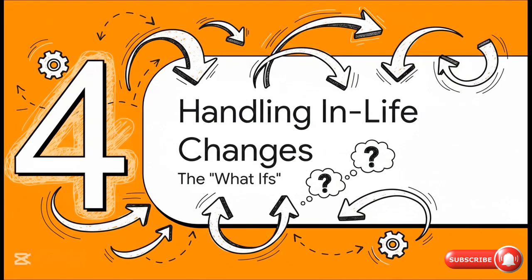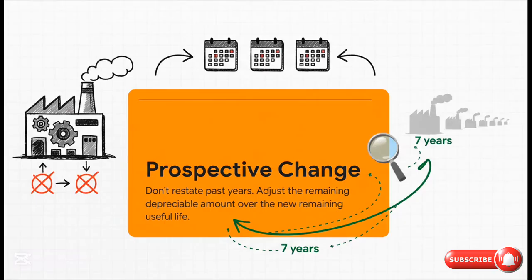Okay, so far so good. But the real world isn't always so neat and tidy. Things change. So what happens when our estimates change halfway through an asset's life? This is where we get into the what-ifs. This introduces a super important accounting rule.